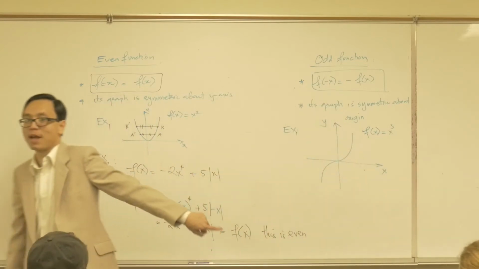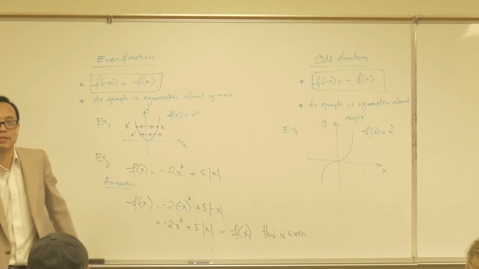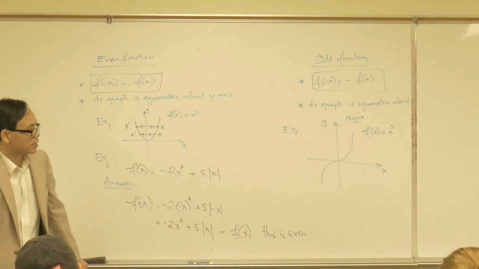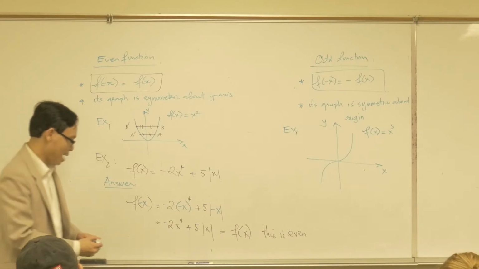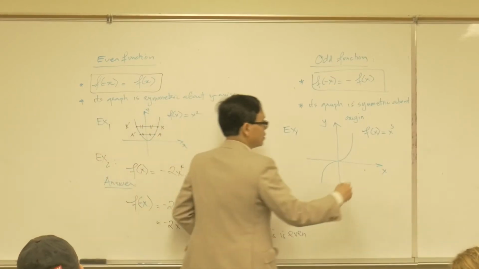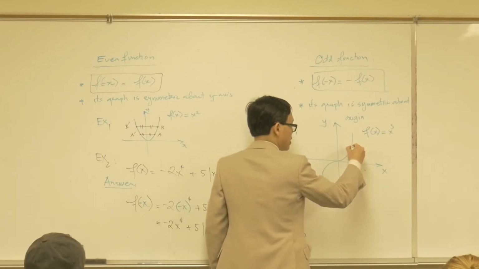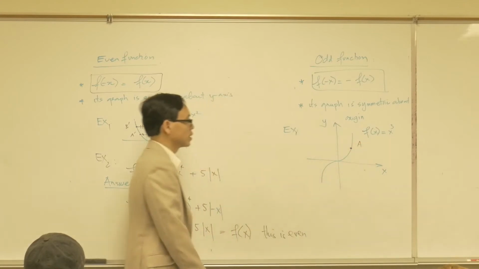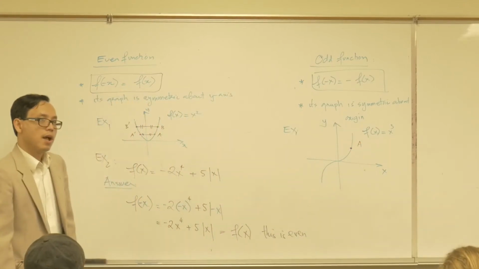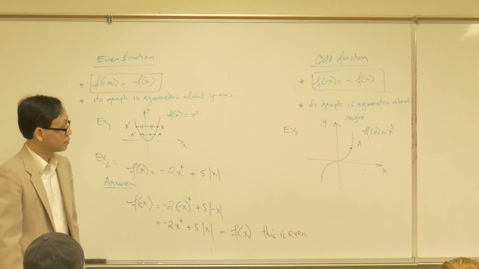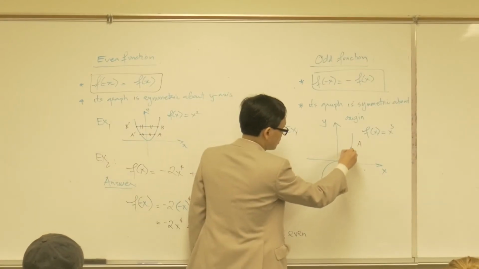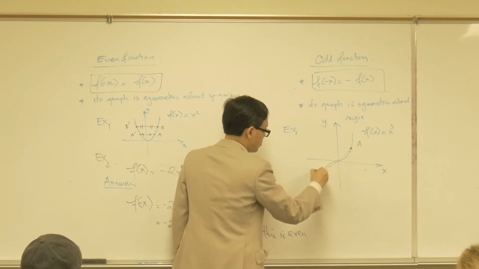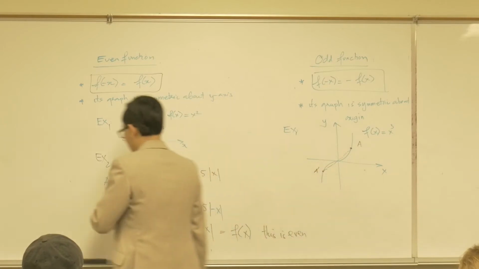Okay, so you see this is one of the parent functions I already provided last week. And you're supposed to memorize all of this. So this is the cubic function. And I'm going to pick a point on one of the branches here. I call it point A. And I mirror this point about the origin, and it gives me another point. This is the origin. I call the new point A prime.